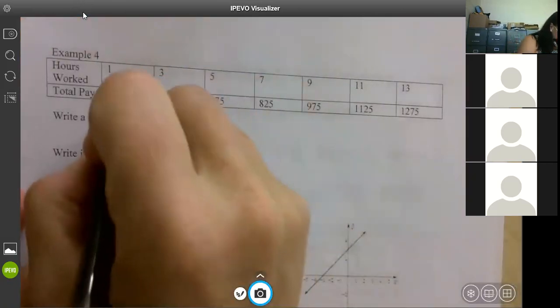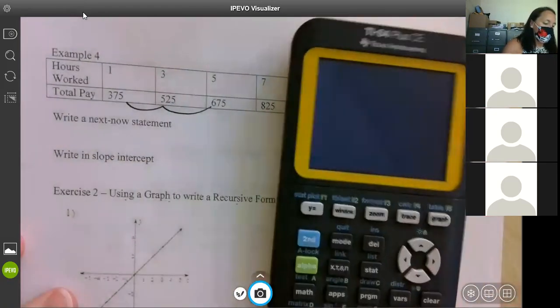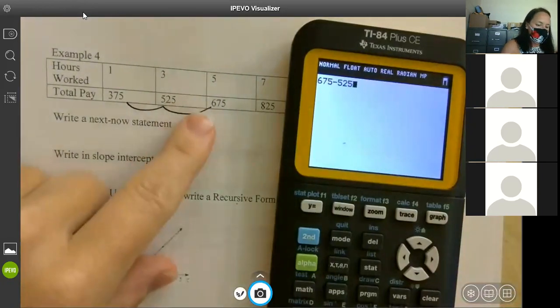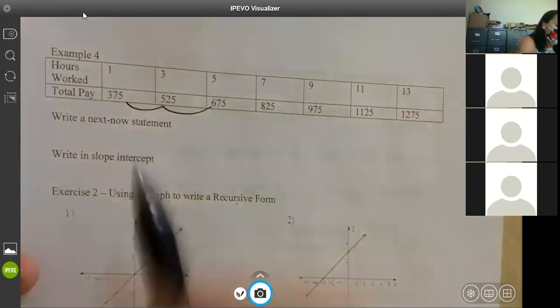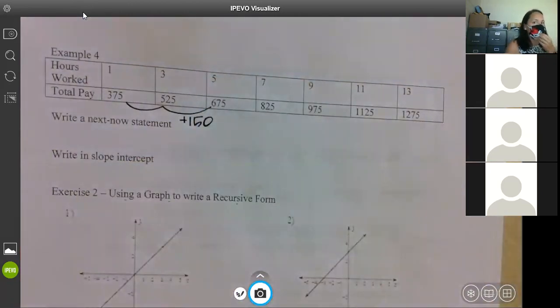So what's happening each time? If you can't figure this out, you know it's going up. So what I do is I go backwards, 675 minus 525. So I just subtracted these two. And I got what? 150. So each time, since it's going up, I'm adding 150.